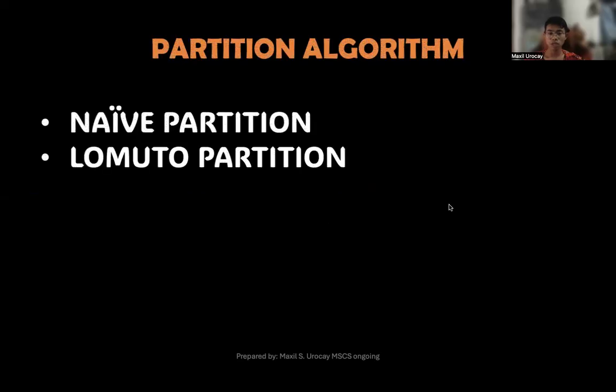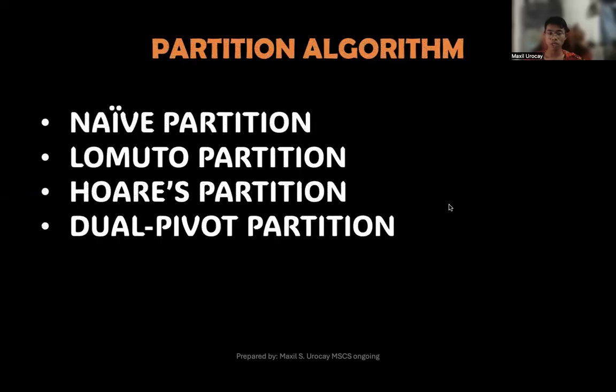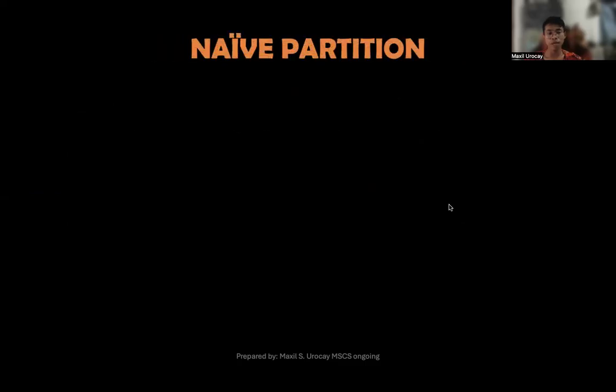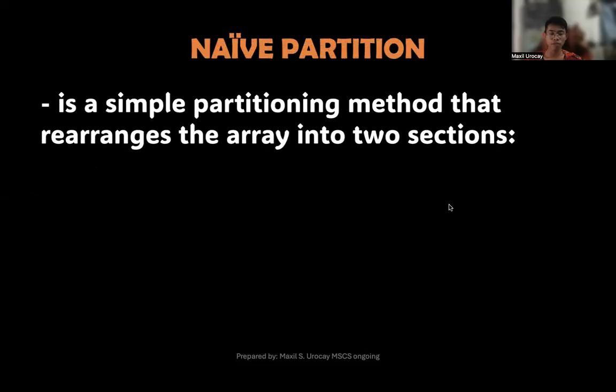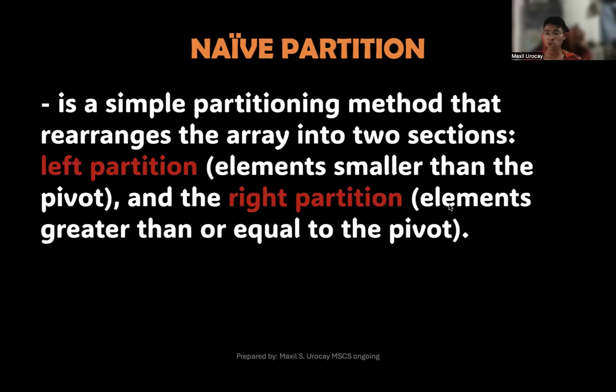Now for the partition algorithms, we are following 4 partitions here: naive, Hoare, Lomuto, and dual partition. Let's take it one by one. In this partition, naive is a simple partition method that rearranges the array into 2 sections. There is a left partition, elements smaller than the pivot, and the right partition, elements greater than the pivot. So this is basically good enough.